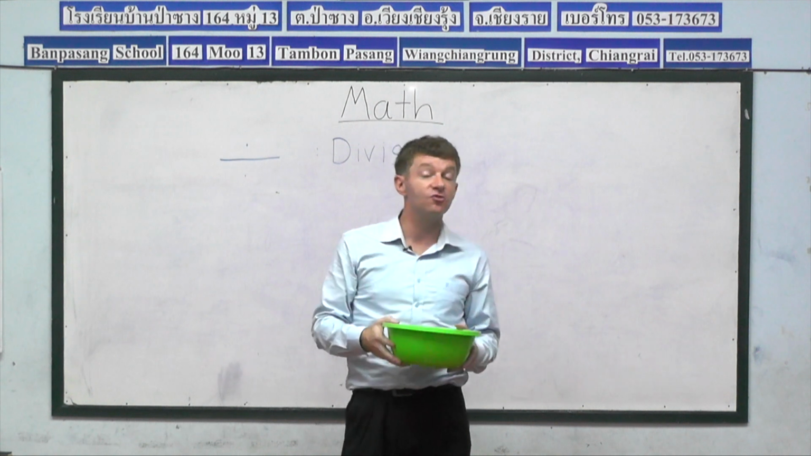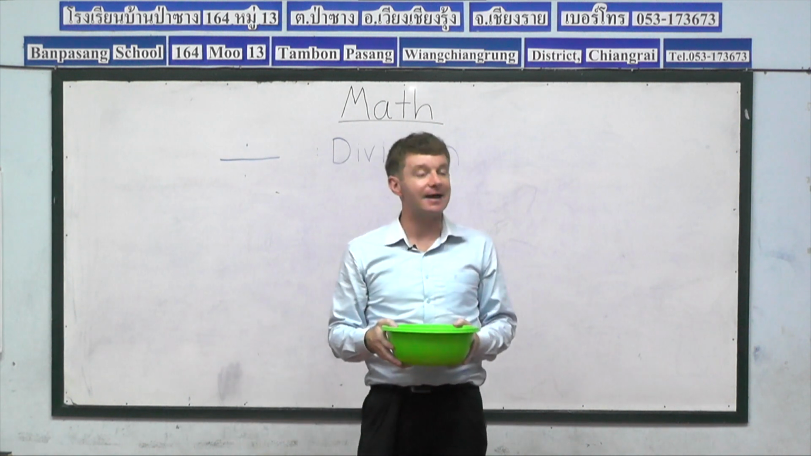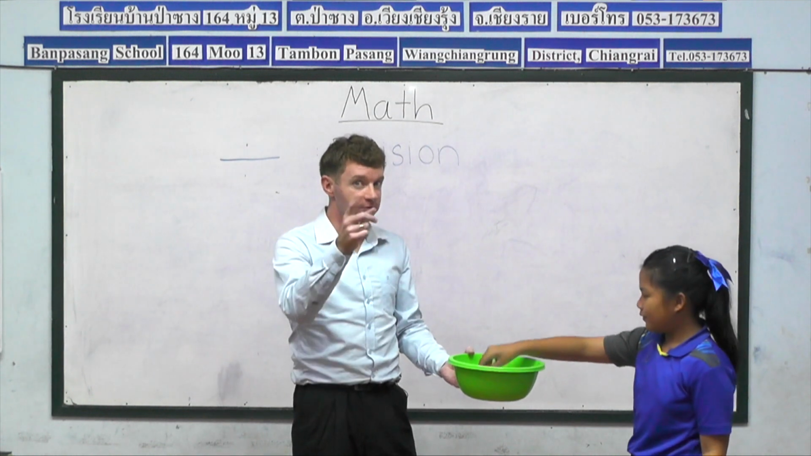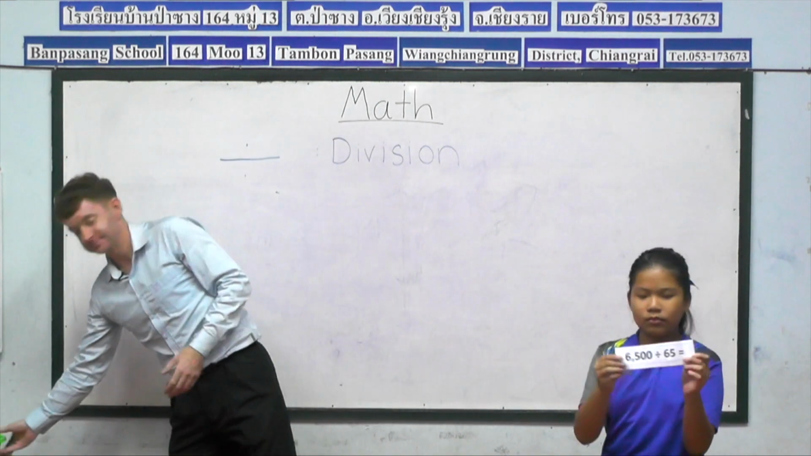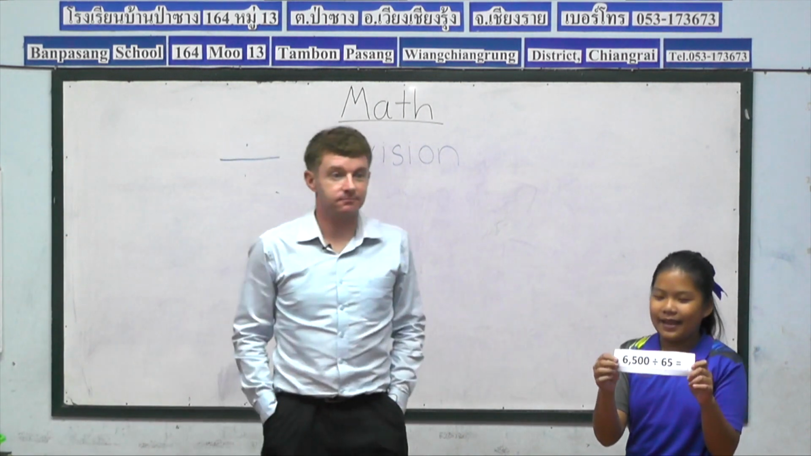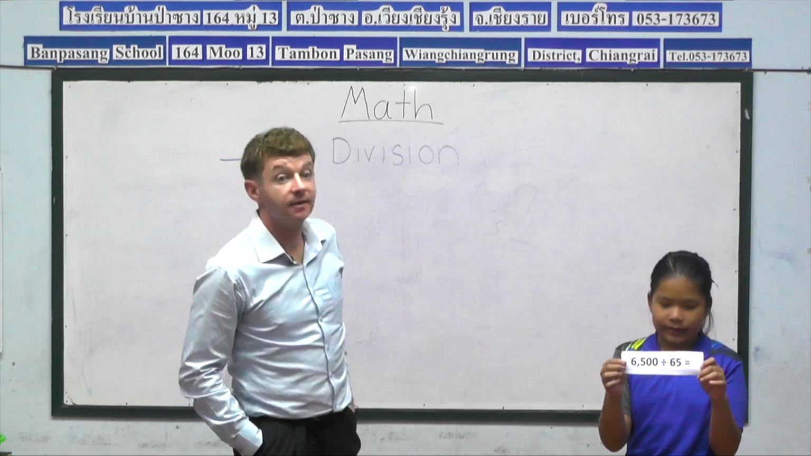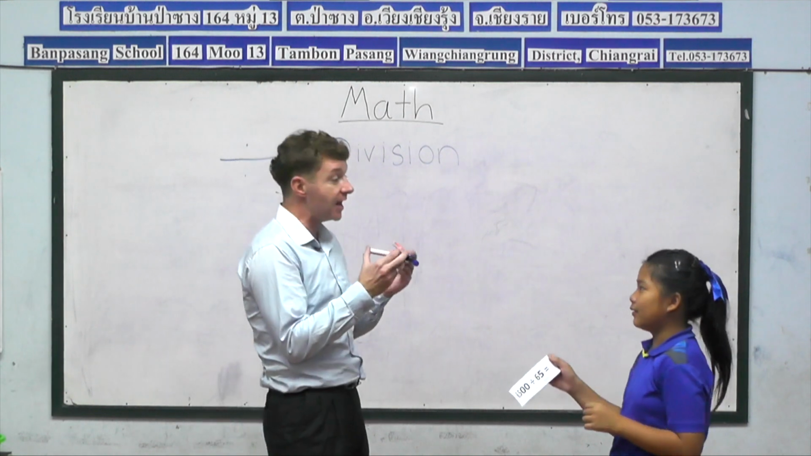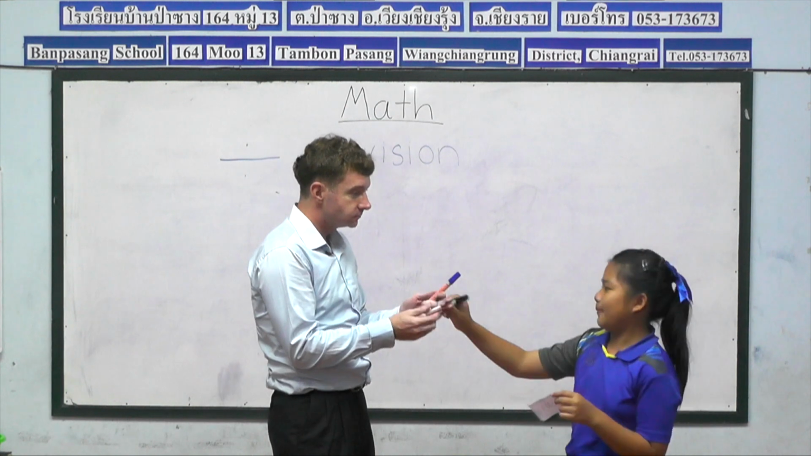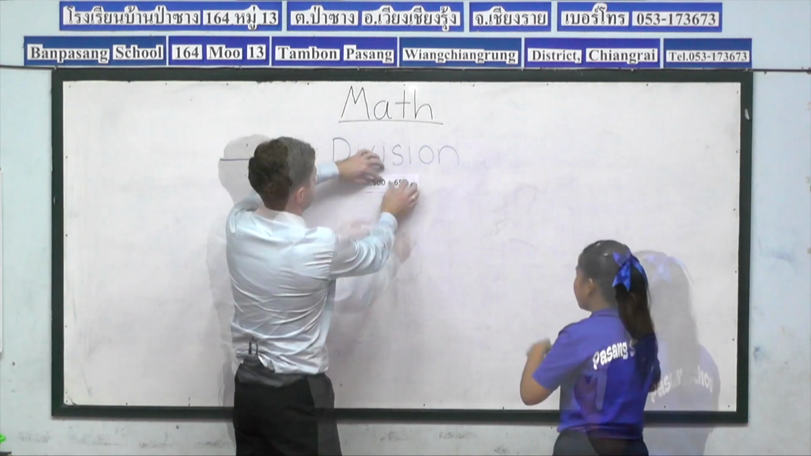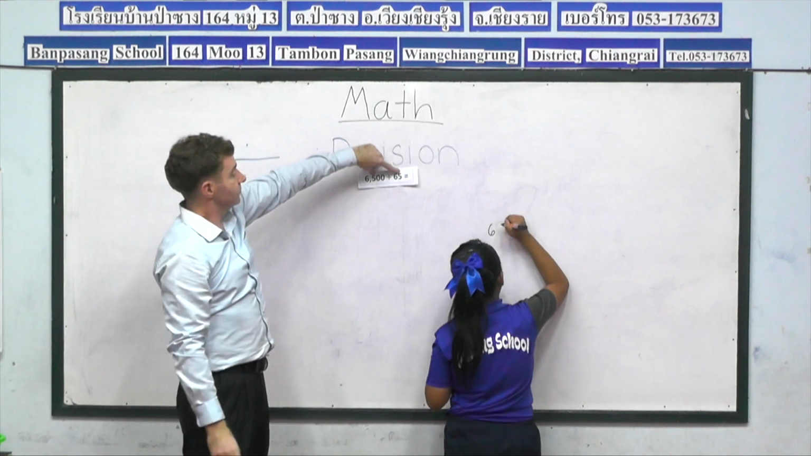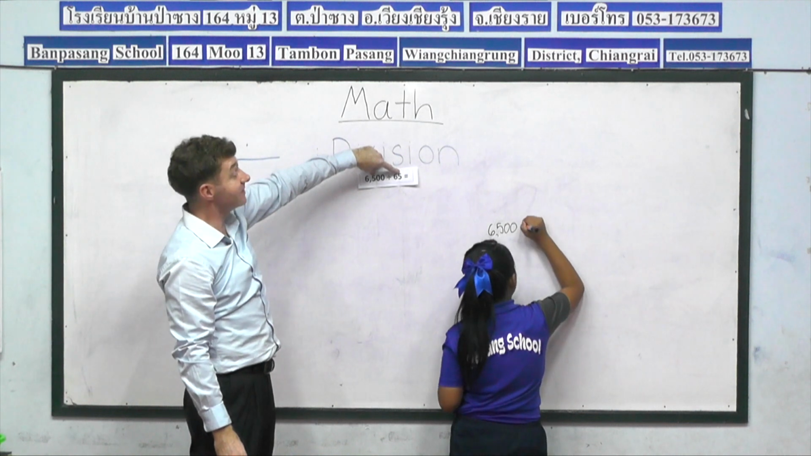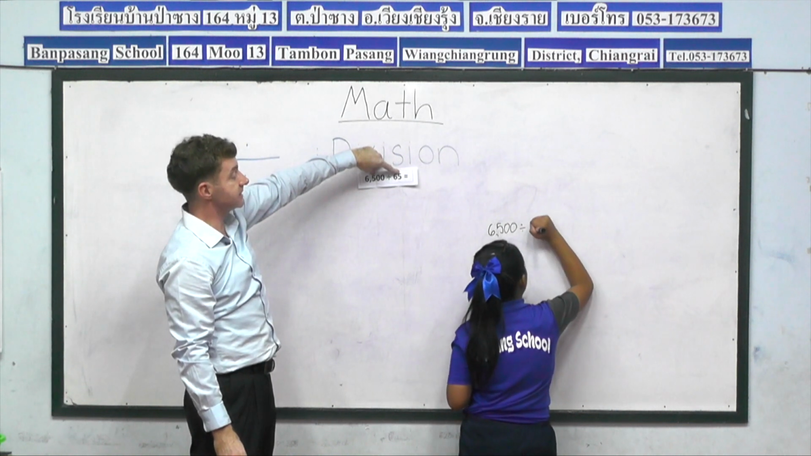So, first student I would like to invite forward, Lakao. Lakao, come and choose your division problem and show it to your friends. 6,500 divided by 65. Okay, Lakao, what colour? Black. So first of all, let's write our problem. 6,500 divided by 65.